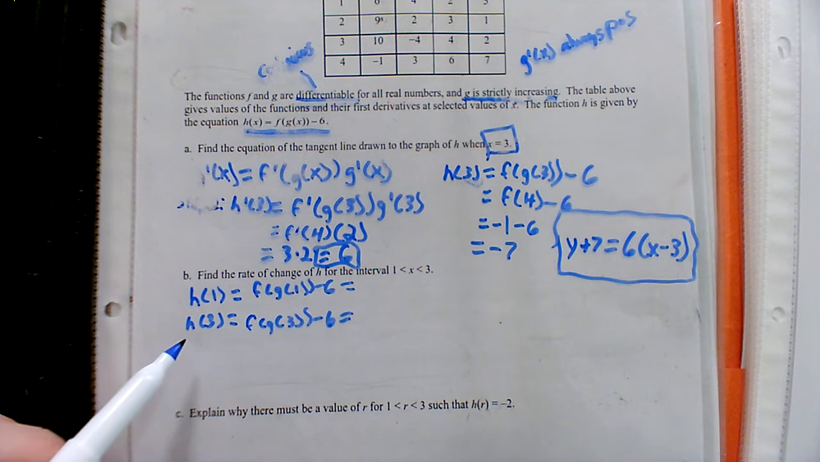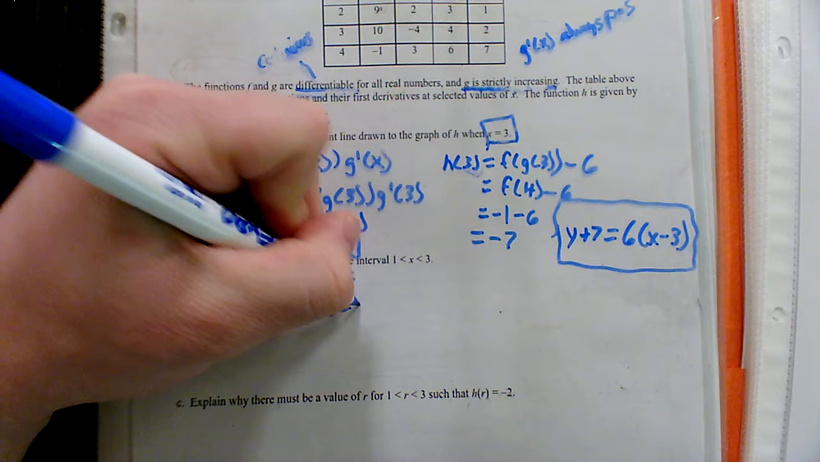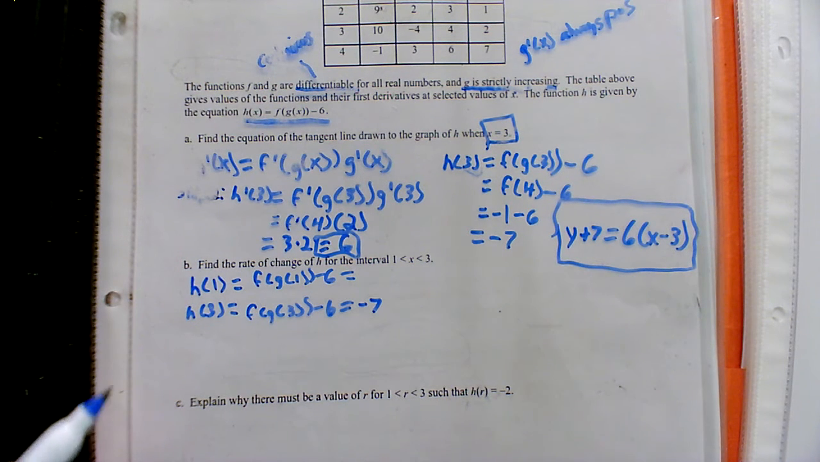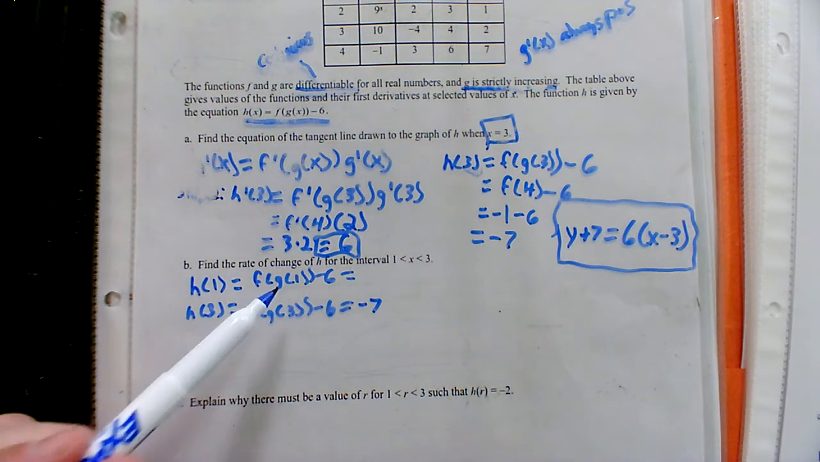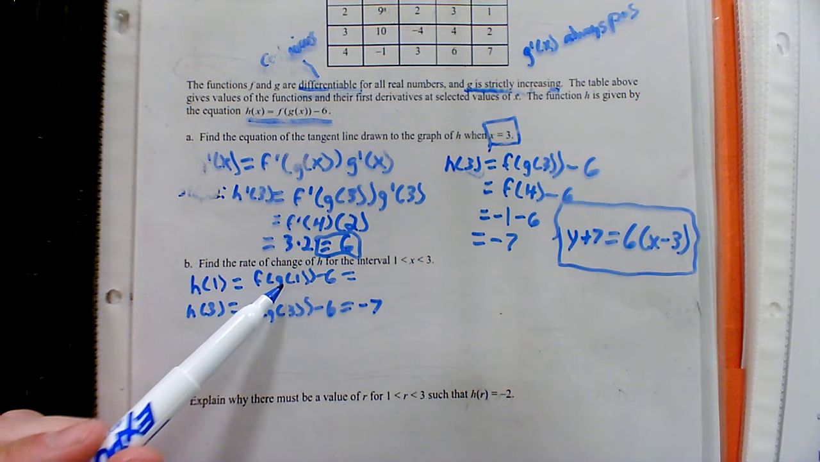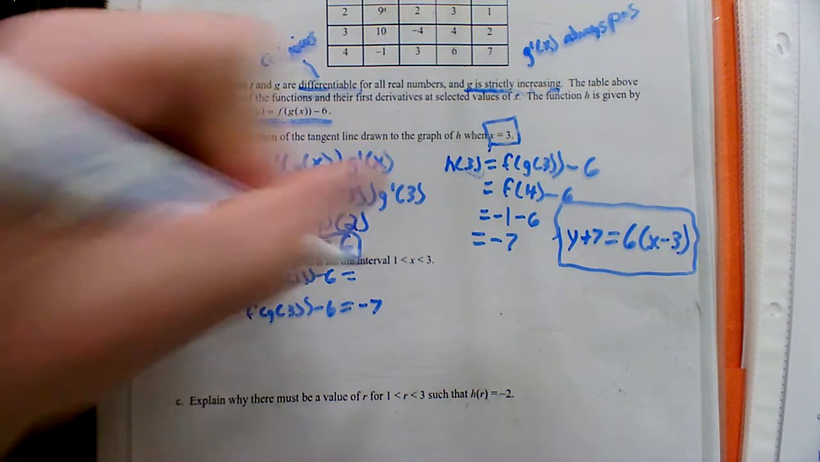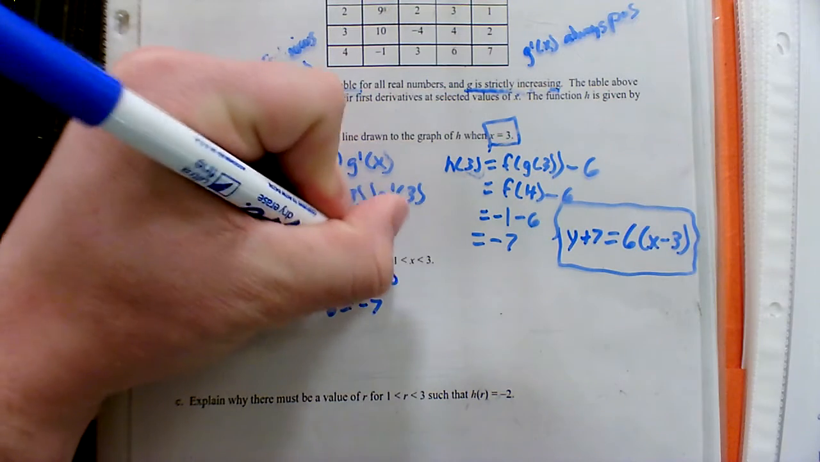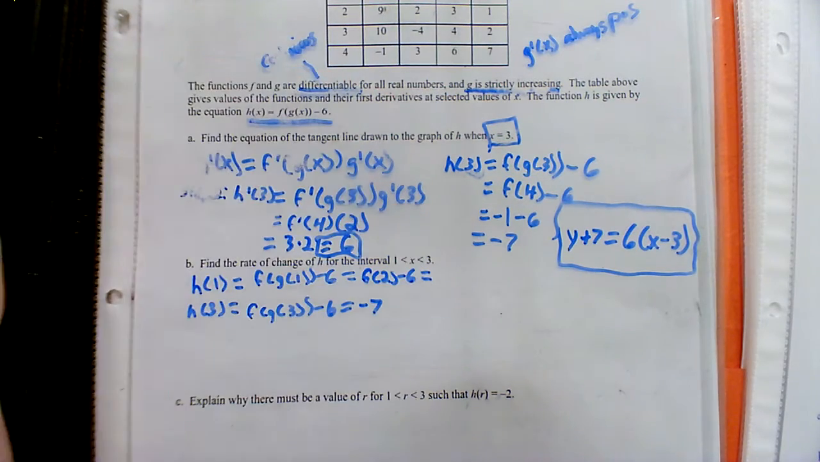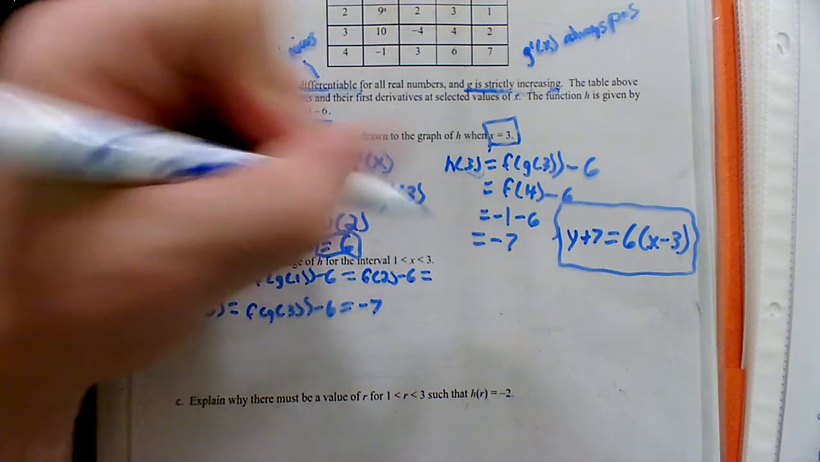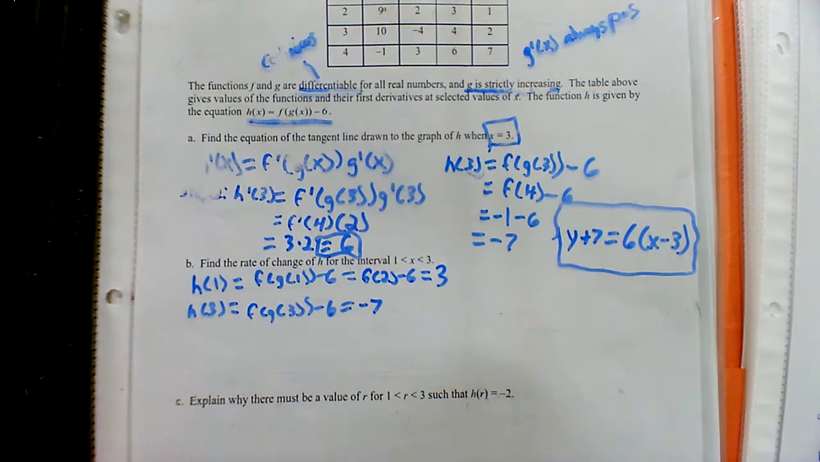Didn't we already find h of 3? Yeah, that one we already found, so we know that's negative 7. We need to find h of 1. So again, you need to use the table from up above. Find g of 1. G of 1 is 2, so you get f of 2 minus 6. F of 2 is 9. 9 minus 6 is 3.